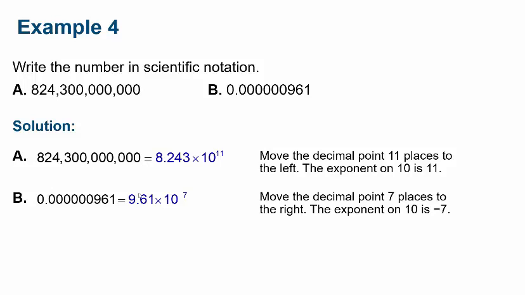Now here, I'm going to have to go backwards. I'm going to have to get the decimal place from here to here. So I'm going to go 1, 2, 3, 4, 5, 6, 7 to get there. So this would be 9.61. Since I moved the decimal place to the right here, I write it as times 10 to the negative 7. So when you move the decimal place to the left, the exponent is positive. When you move it to the right, it's negative.